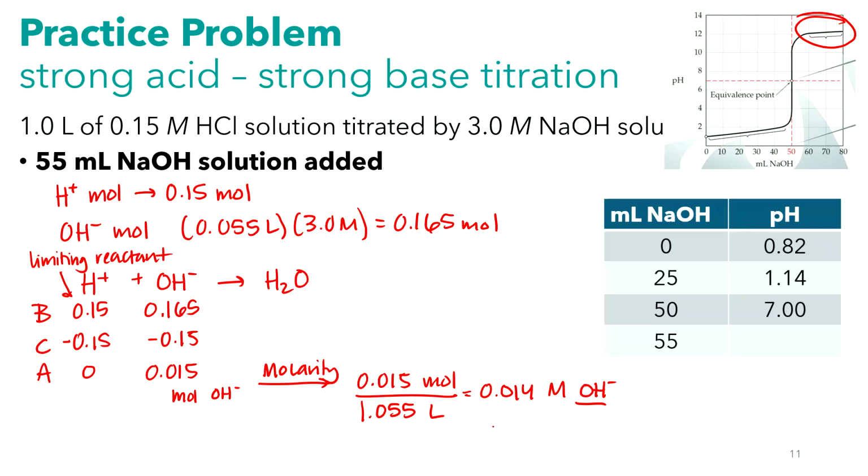So make sure you don't make that mistake. So we could take the negative log of 0.014. That's my pOH. That equals 1.85. And to get pH, I'm going to take 14 minus that number. And that's 12.15.